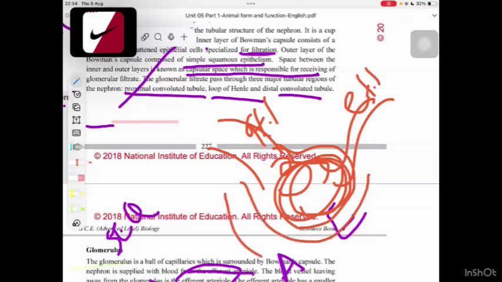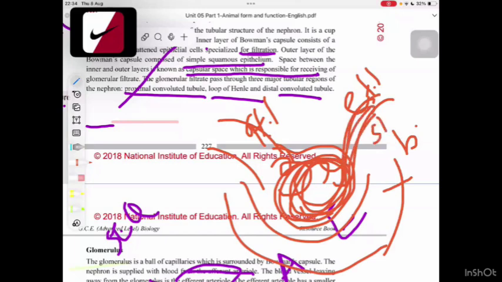Now the reason why it's done like this in the Bowman's capsule is that the blood in the capillaries can stay in contact with the Bowman's capsule for a long time, right? When this is thin, the blood flow is slow. You can't easily go through a thin area, but through a thick area a large amount of blood can easily pass. So here the blood is going to be retained, right?